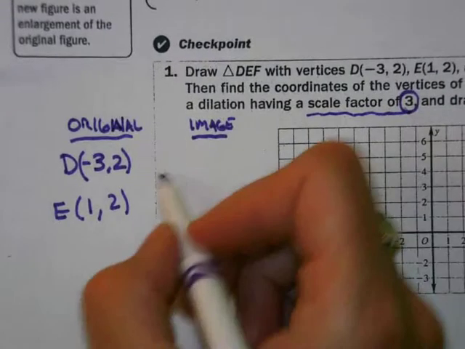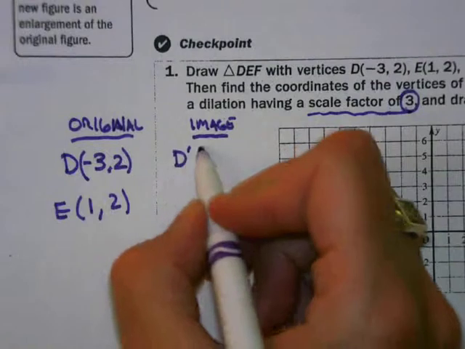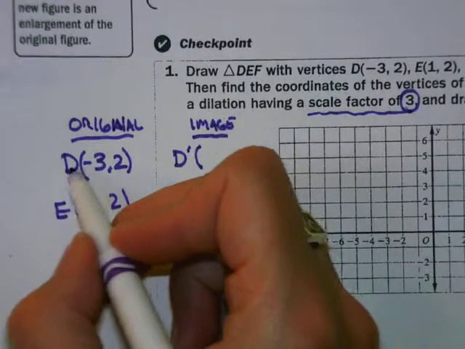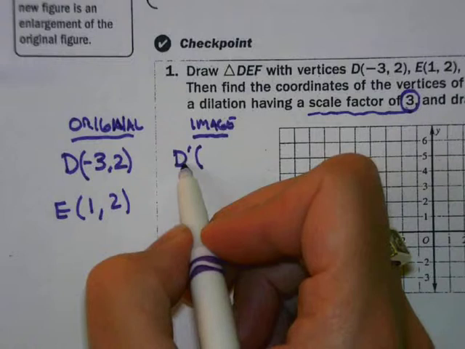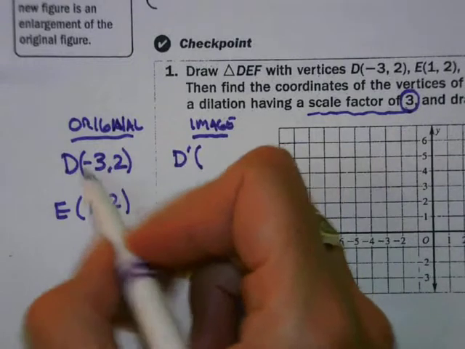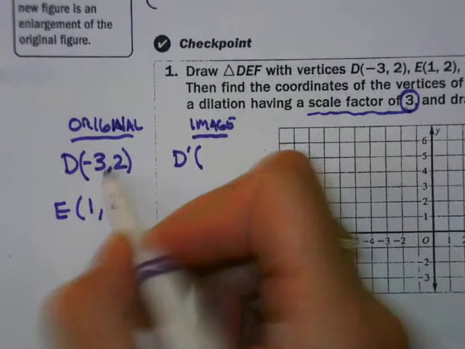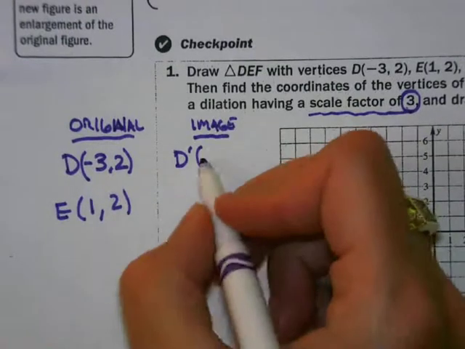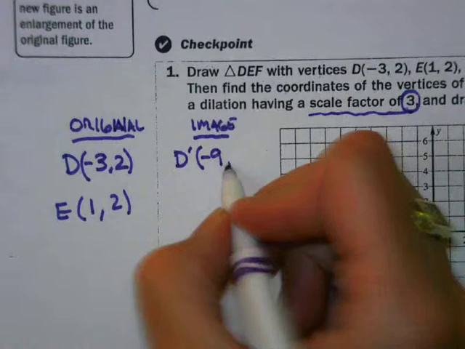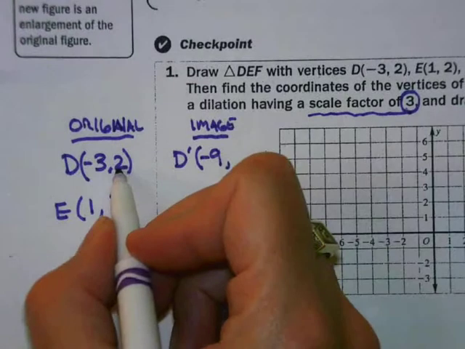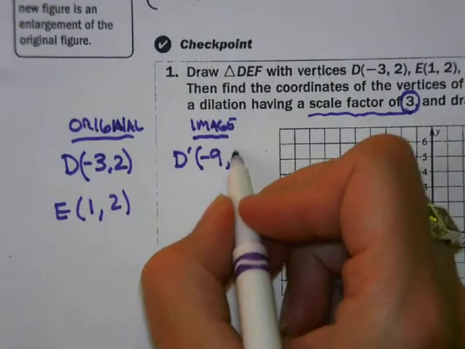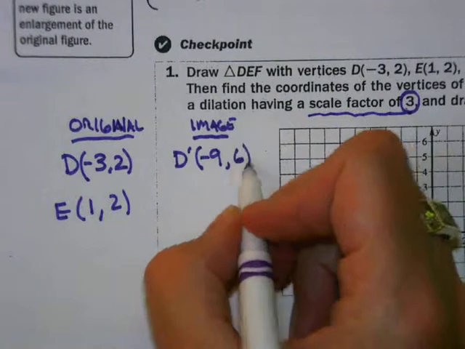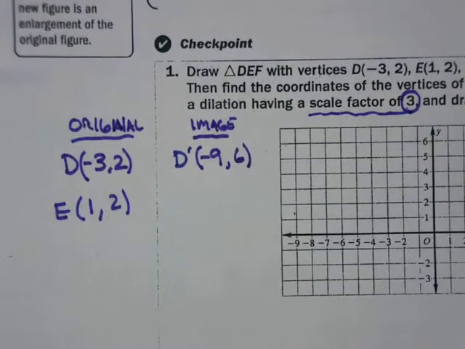Remember in this case that the scale factor is 3. So we're going to take these coordinates and multiply them by 3. So when D is turned into D prime, we're going to take -3, the original x coordinate, and multiply it by that scale factor by 3. -3 times 3 is -9. We'll take the y coordinate, 2, and multiply it again by the scale factor. 2 times 3 is 6. And you continue on. Please pause this presentation while you work through checkpoint 1.